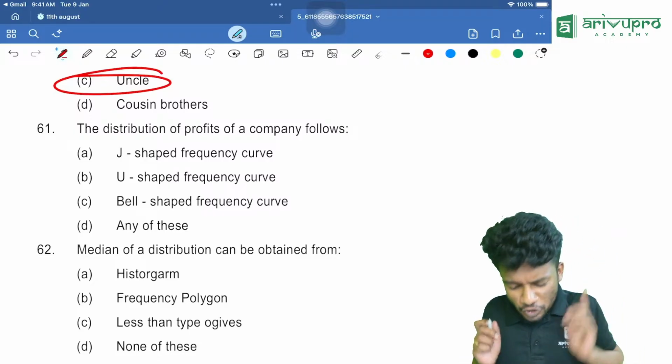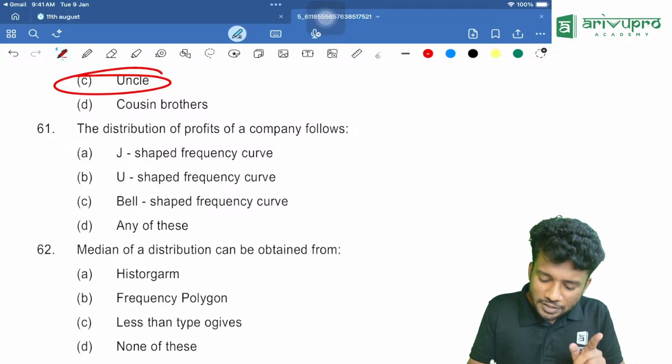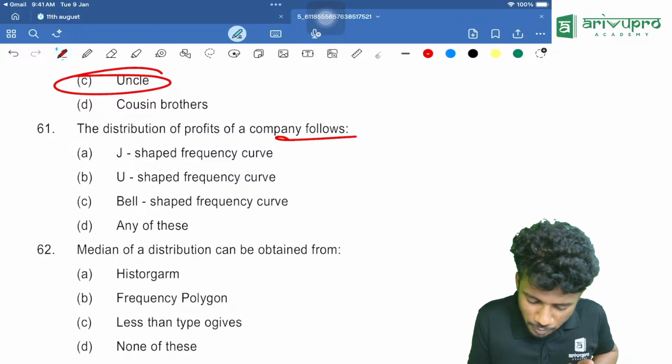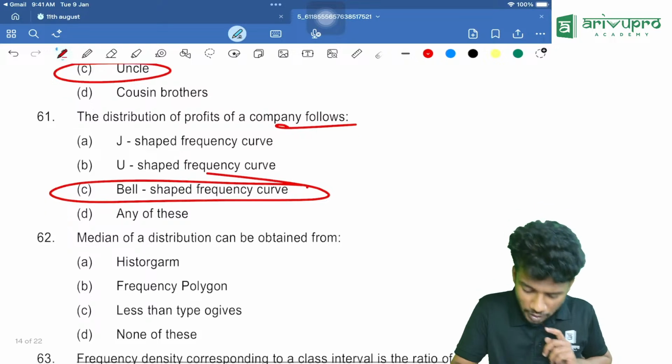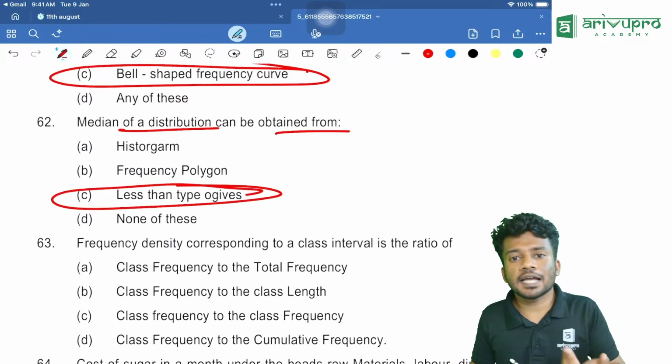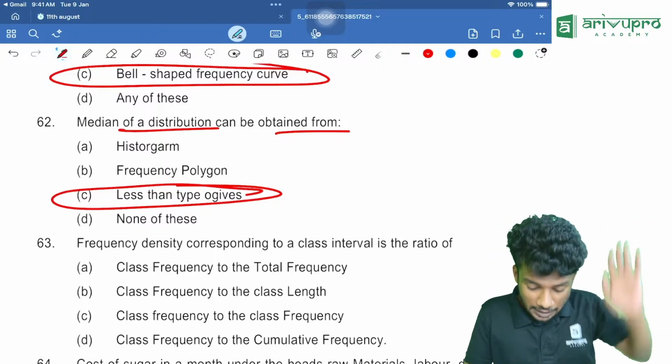Look at this. The distribution of profits of a company follows what? The bell-shaped frequency distribution curve. Yes, option C is your answer. Median of a distribution can be determined using what? Less than type of ogives. Okay, keep that in mind.